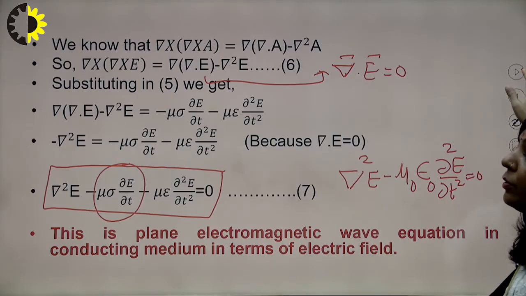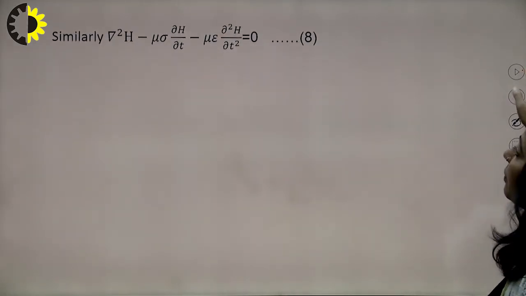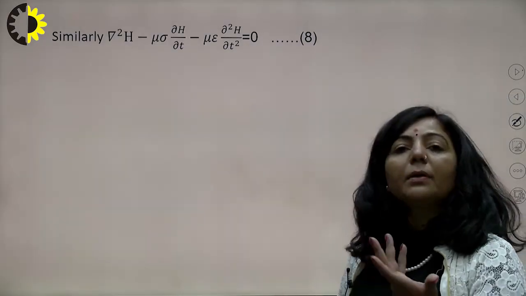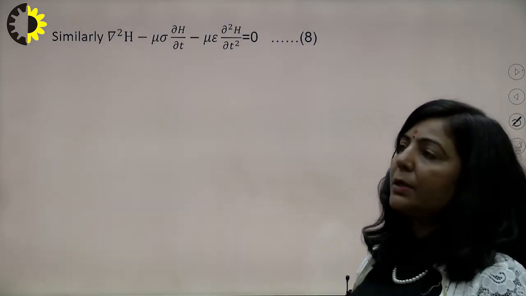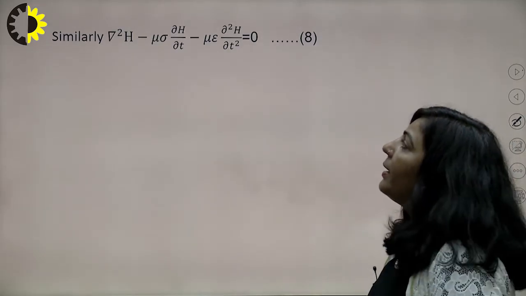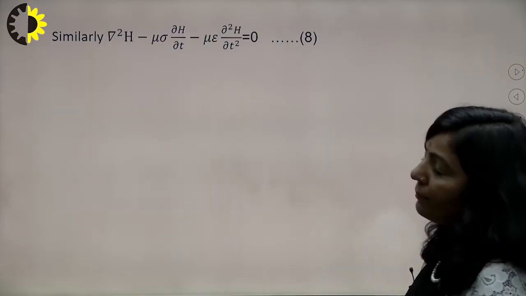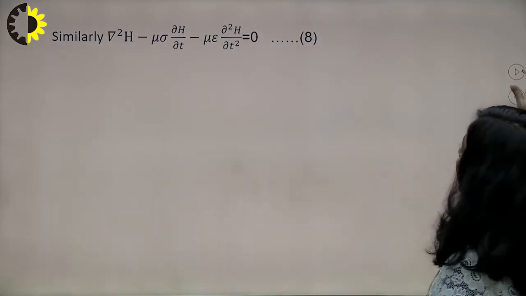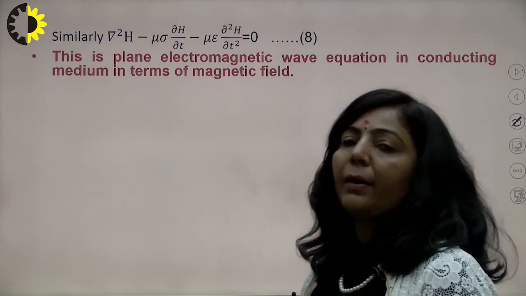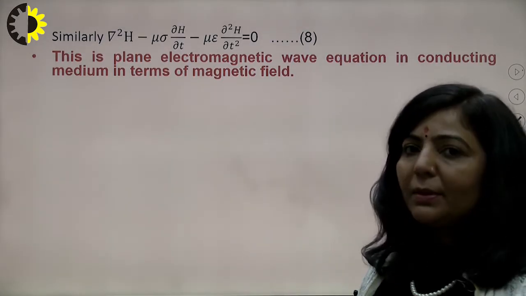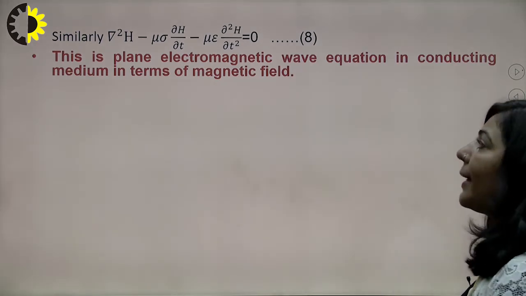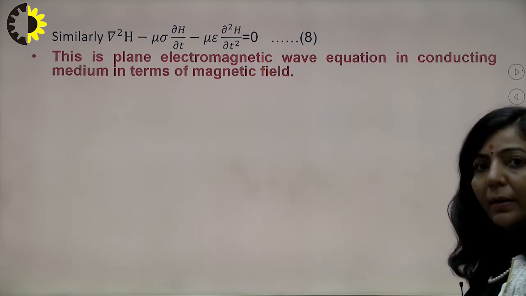Similarly, you are going to derive a similar type of equation in terms of magnetic field. In order to derive that, you have to take the curl of equation number 4, and you will follow similar steps, and you will get this equation: del square H minus mu sigma del H upon del t minus mu epsilon del square H upon del t square equals 0. How will you get this equation? After taking the curl of 4. So adopt the similar method and you will get this. This is known as the plane electromagnetic wave equation in conducting medium in terms of magnetic field, right?